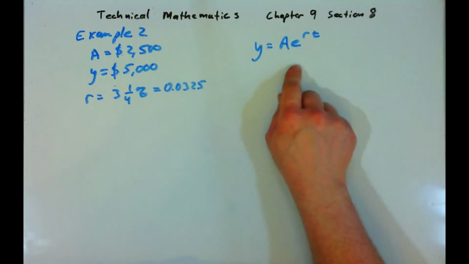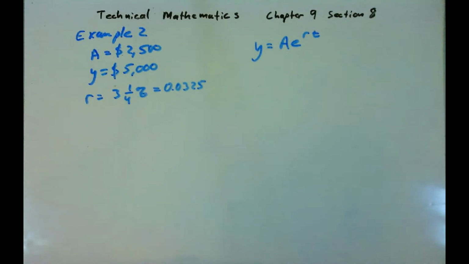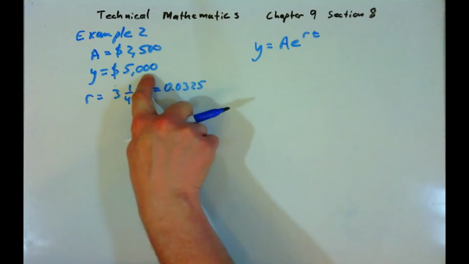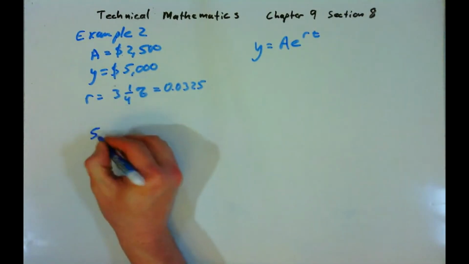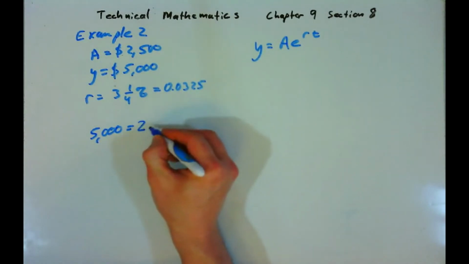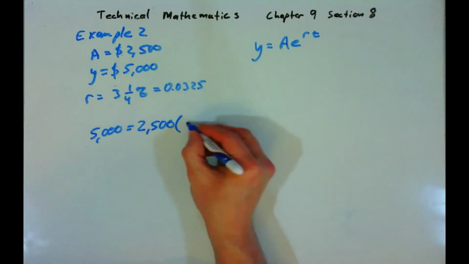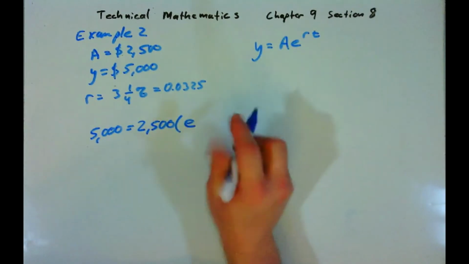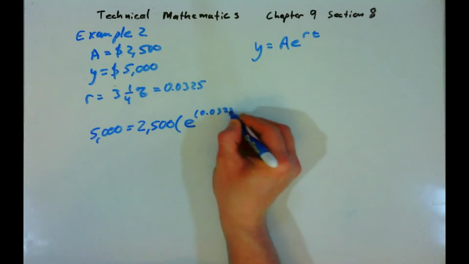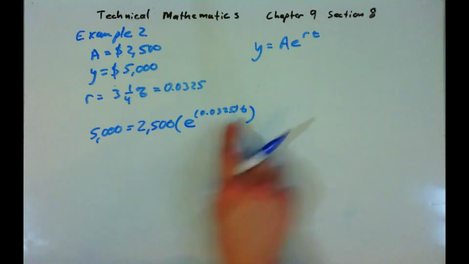And so since they said the interest is compounding continuously, we're going to use the formula y equals a times e to the rt power. So we'll plug in our numbers. Y is the amount that we're looking for after some time, 5,000. A is the initial investment, 2,500. E is the natural number, and the exponent is r, which is the interest rate, times t, which is the amount of time, which is what we're looking for.